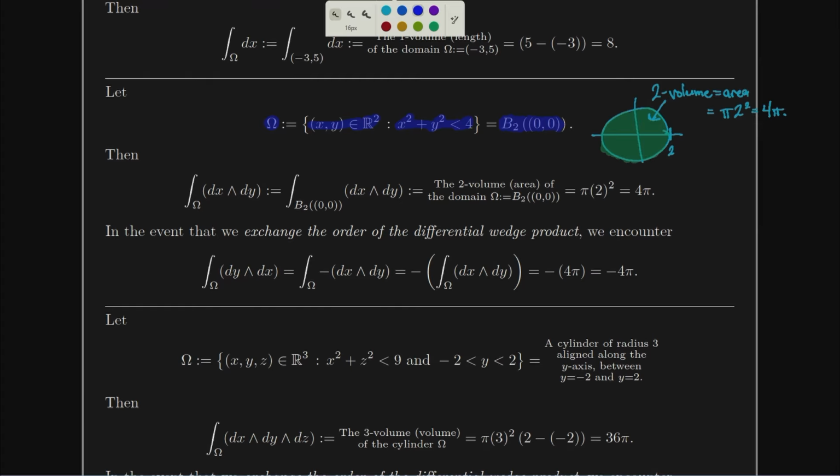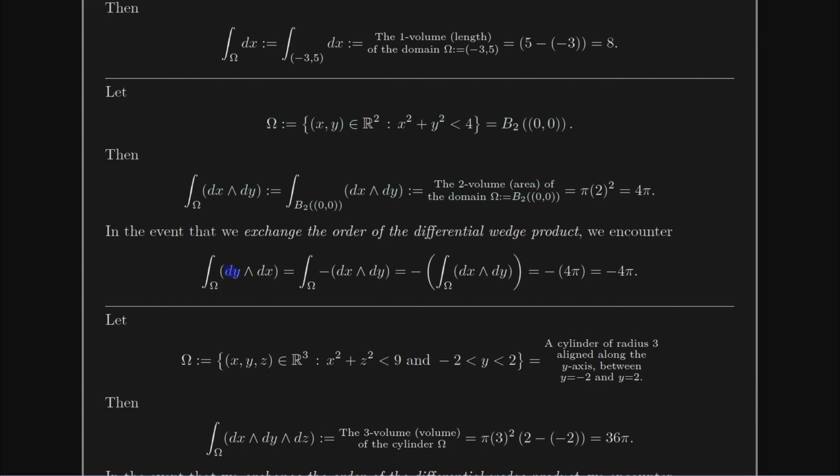So we just define the integral over the differential 2-form. 2-form is important because that's in R2. That's a 2-form, and the natural ordering of x and y is that x comes first. So we want to make sure that the ordering of the wedge product is correct, but that integral then just gets defined as the 2-volume, or the area of this circle, which we know is 4 pi.